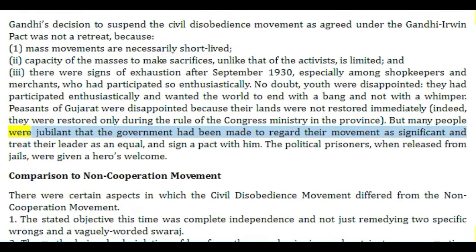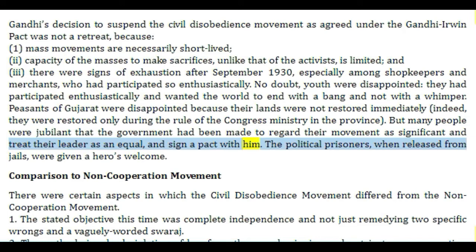But many people were jubilant that the government had been made to regard their movement as significant and treat their leader as an equal, and sign a pact with him. The political prisoners, when released from jails, were given a hero's welcome.